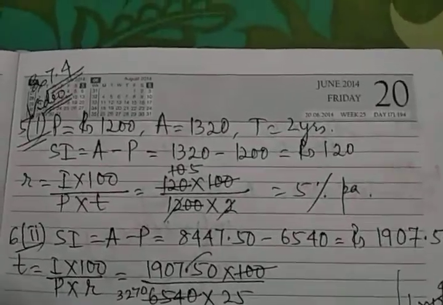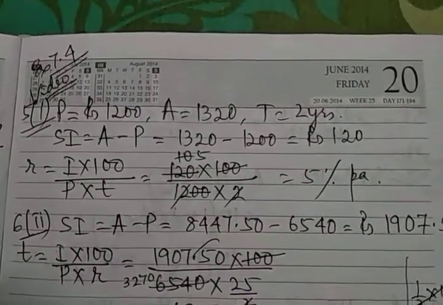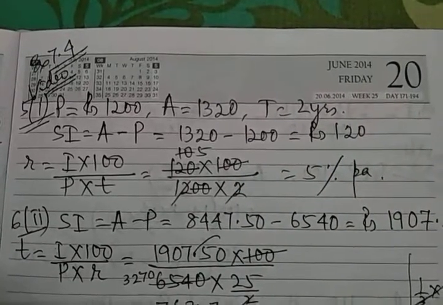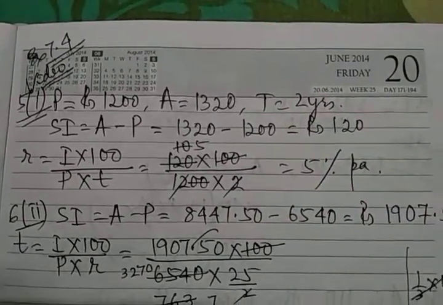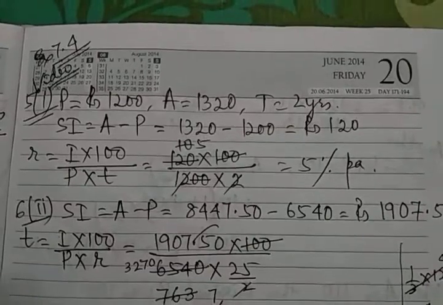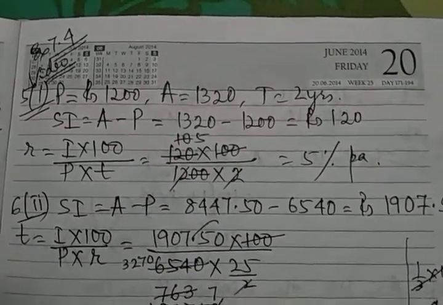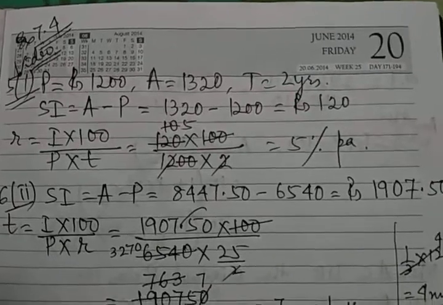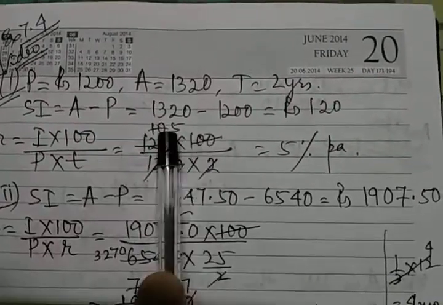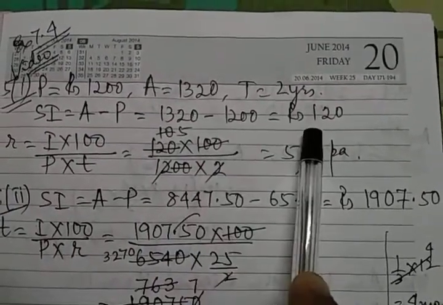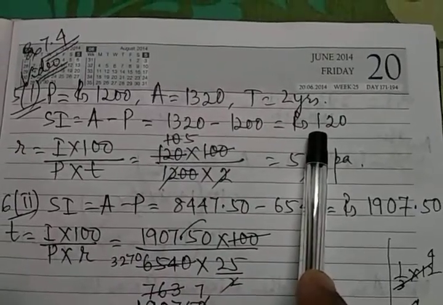Okay, students, let us carry on with number 5, the first one. Principal, amount and time are given, and you have to find out the rate. So definitely what you need is the simple interest. First of all, you have to find out the simple interest. SI will be A minus P. The difference of the amount and the principal is the interest that you are getting, 120 rupees interest.